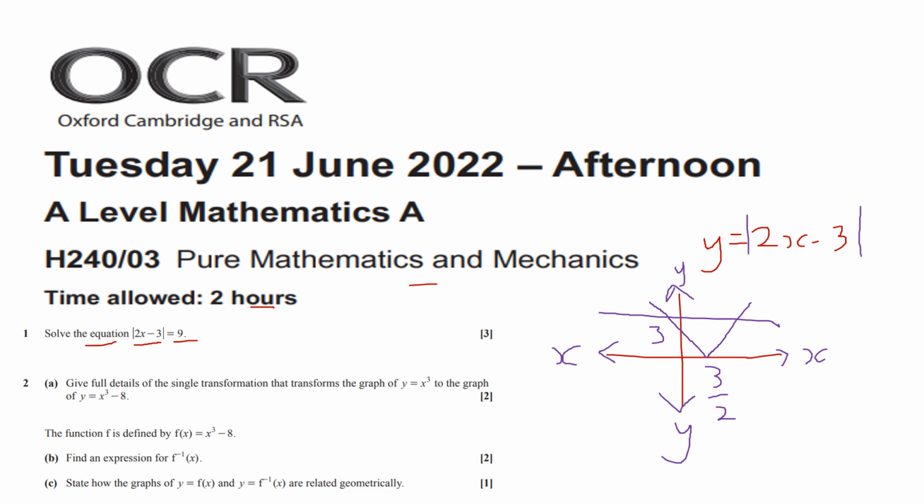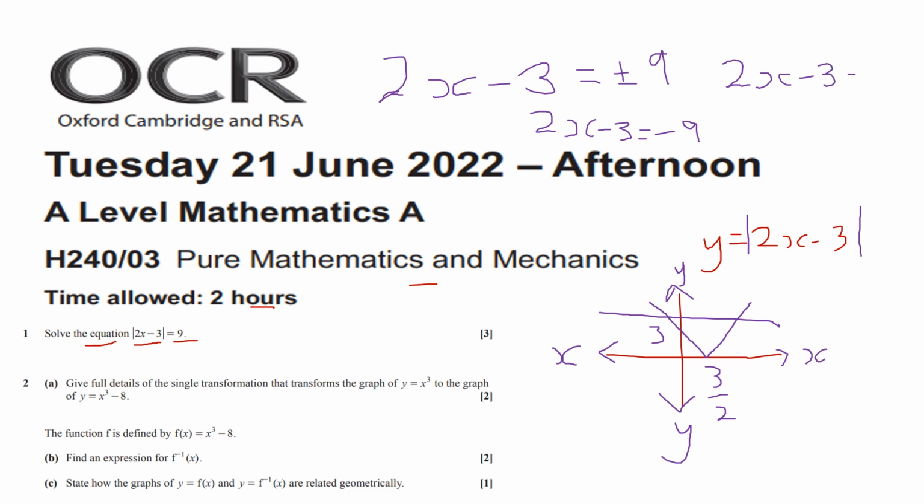So let's obviously solve it. We're going to have 2x minus 3 is equal to plus or minus 9. So we're going to have 2x minus 3 is equal to minus 9, and then 2x minus 3 is equal to plus 9. That will tell me where the two lines intersect one another. The best advice here for modulus graphs, guys, is to sketch a graph, and then solve it, so you can see it visually. Add 3 to both sides and divide by 2, so you're going to get x is minus 3 for that.